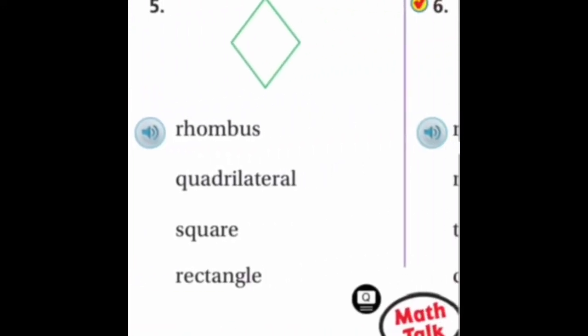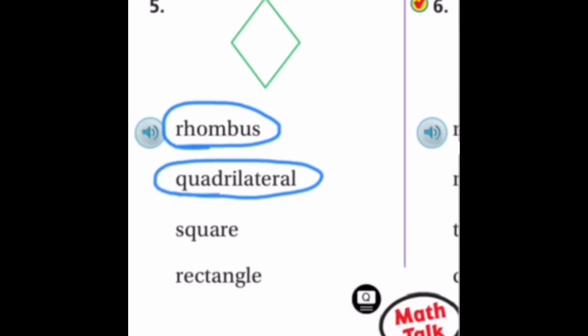Number 5, we have this shape here. All four sides are the same length, so it is a rhombus. It is a quadrilateral. It's a four-sided shape. It's closed, made of line segments. It is not a square because it does not have right angles, and for that same reason, it's not a rectangle. No right angles, and squares and rectangles need 4 right angles.